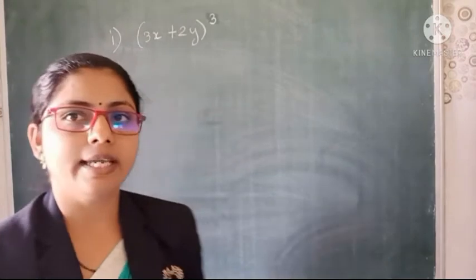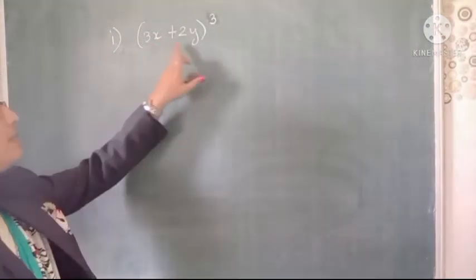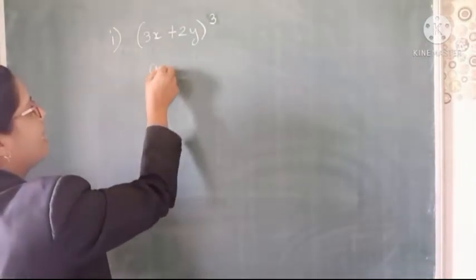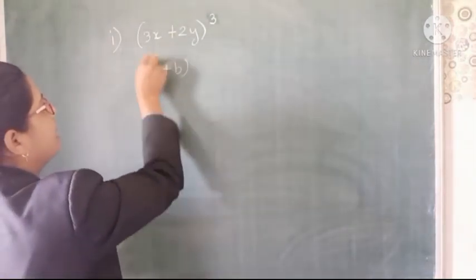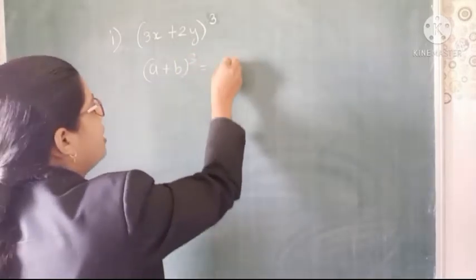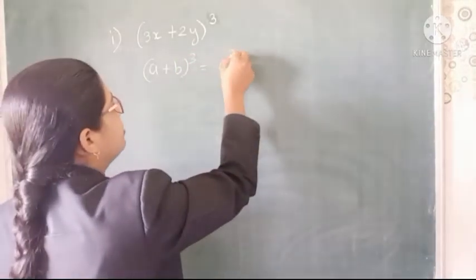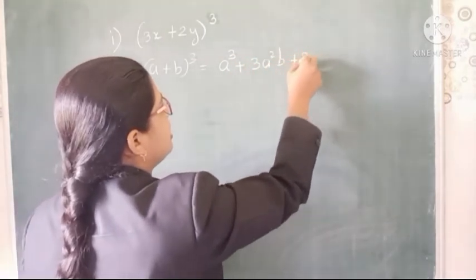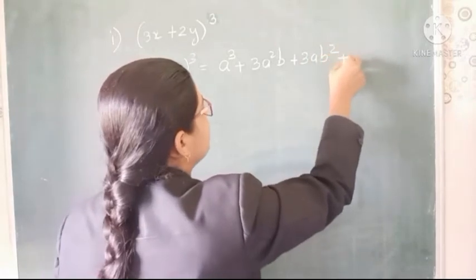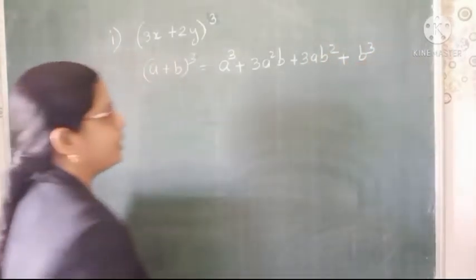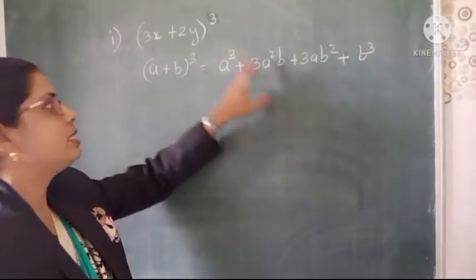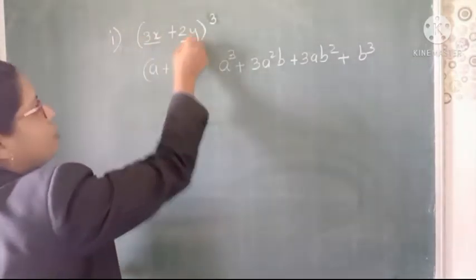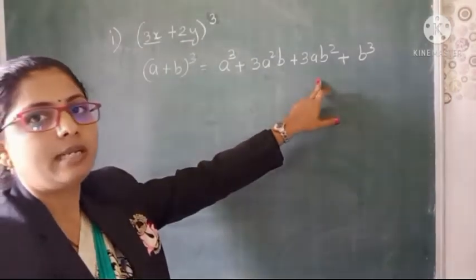Now let us solve an example related to that. (3x plus 2y) cube. So how will we solve? We know the identity, that is (a plus b) cube, it is a cube plus 3a square b plus 3ab square plus b cube. Okay. Now according to this formula, just put the values of a and b. Now 3x will be a and 2y will be b. Now put the values in place of this.